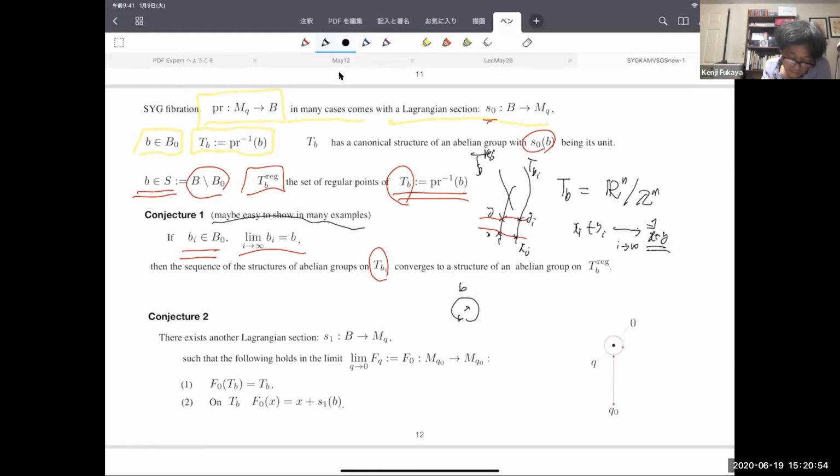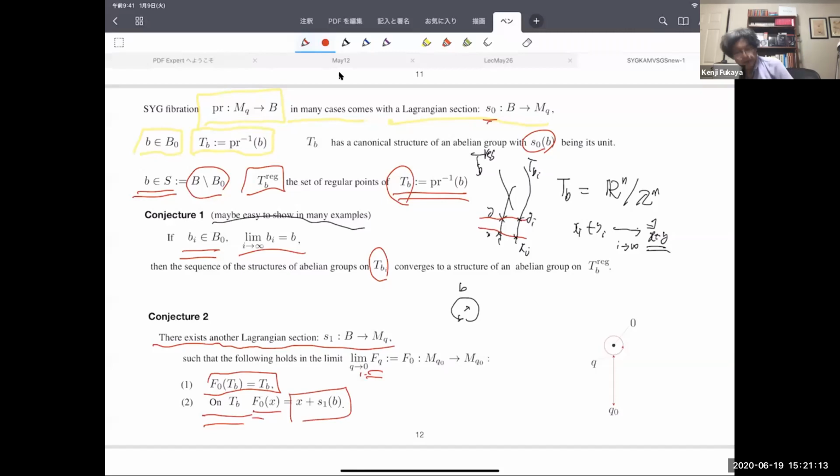So now the second thing is that there exists another Lagrangian section S1, so that if you consider this limit of F_Q, then it preserves this SYZ fibration, and on each fiber, this F_0 is just a translation of this S_Y B. So this is related to this assumption of KAM theory. And this limit we take the following way.